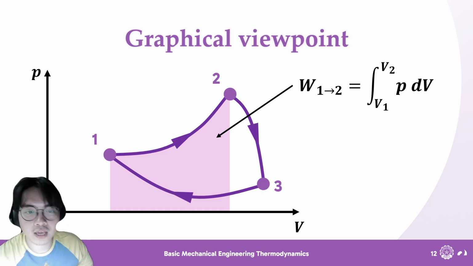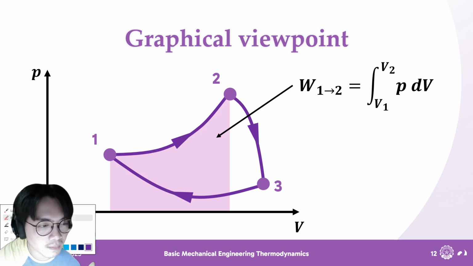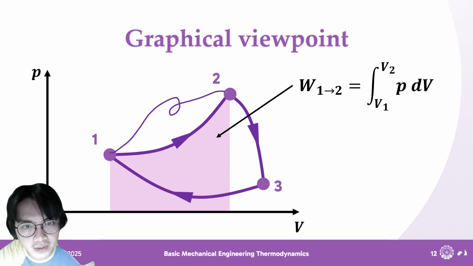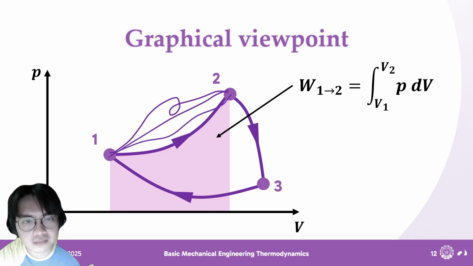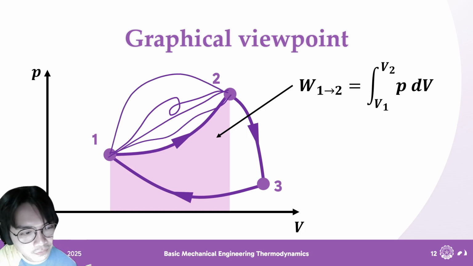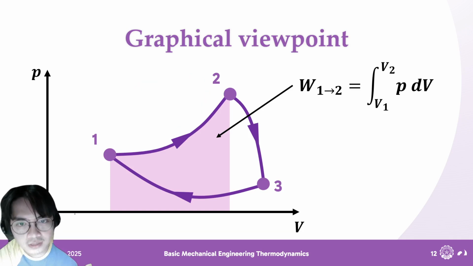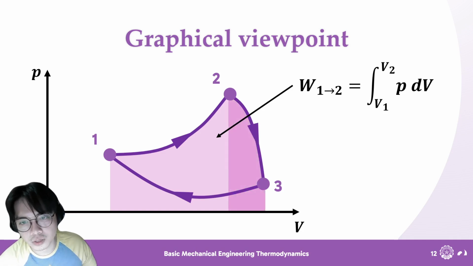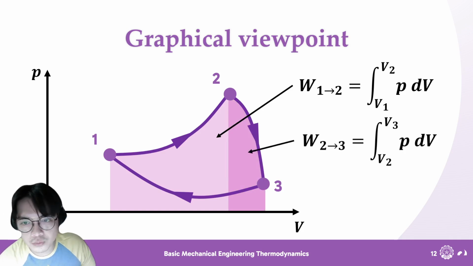Again, we are talking about a process here, and we are talking about work. Work is not going to be just based on the endpoints, right? Work is going to be different for all of these processes right here because they're going to bound different areas. And now, what about this region? You will now see there's a pattern. This is now the work from process 2 to 3.